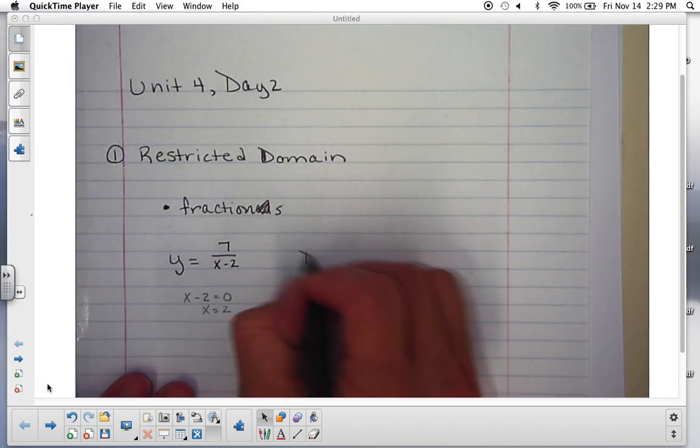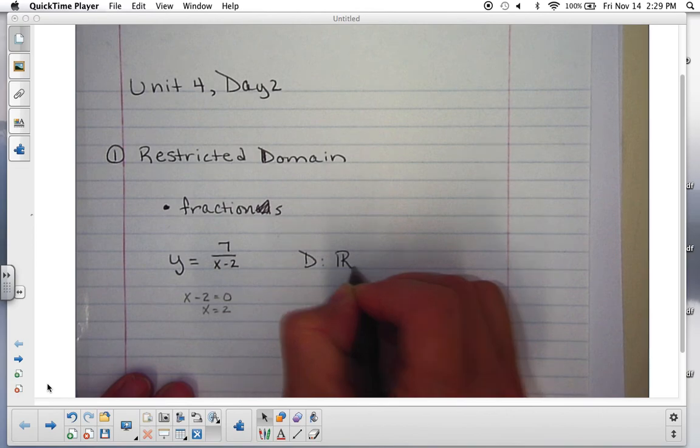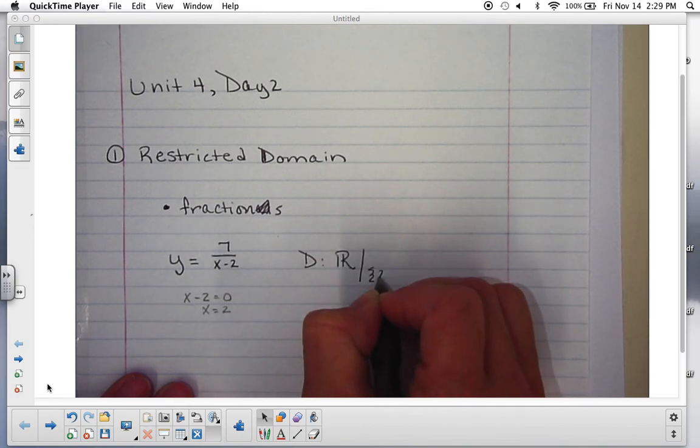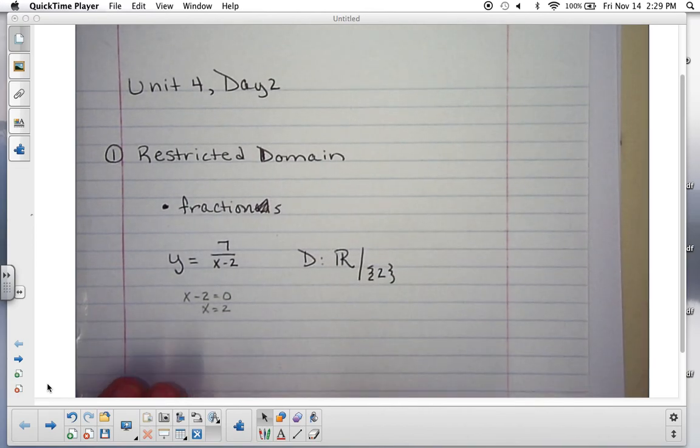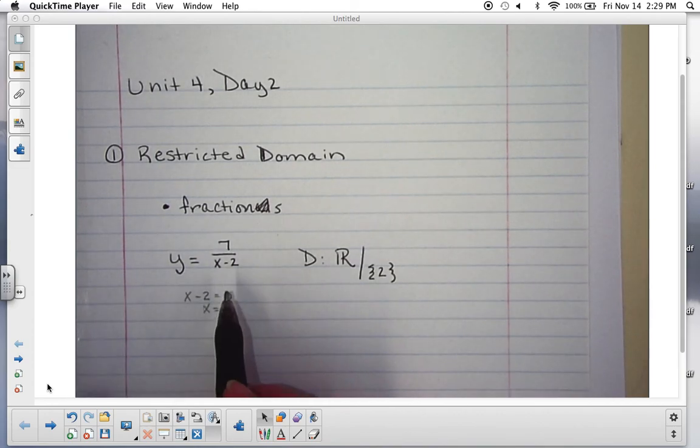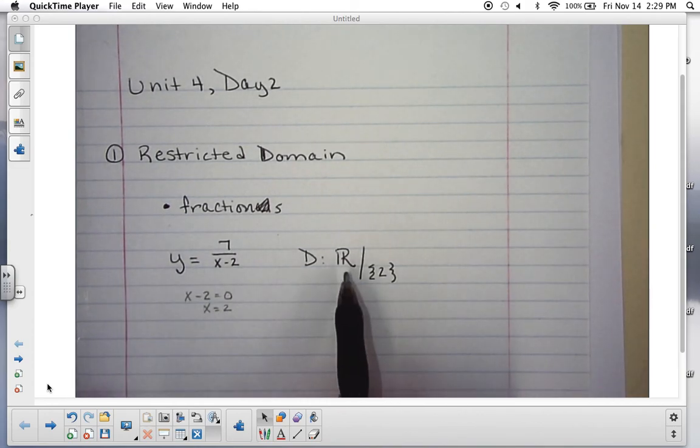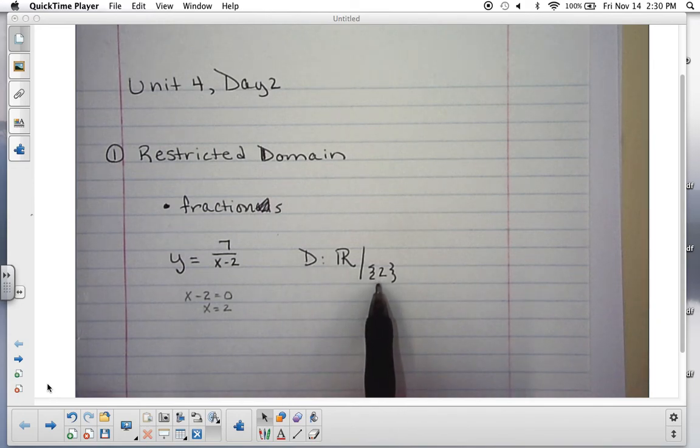So our domain here is all real numbers except for 2, because 2 is a value that would turn the fraction undefined. And this is typically how it's written. The big R with the double bars standing for all real numbers, and then when you do that slash, that means all real numbers except 2.